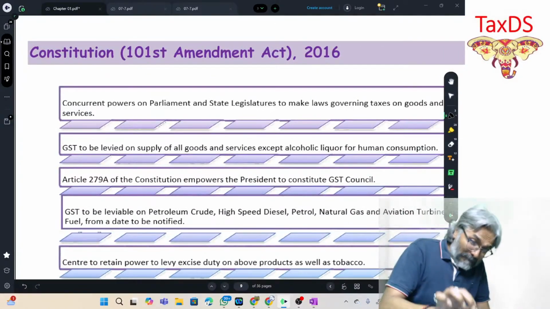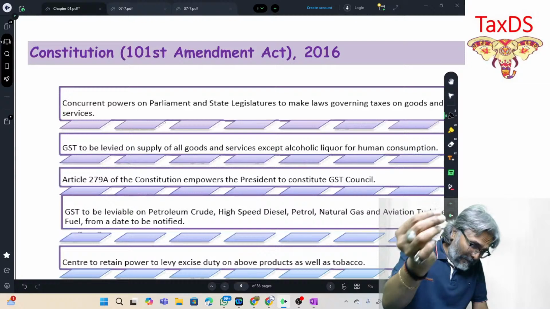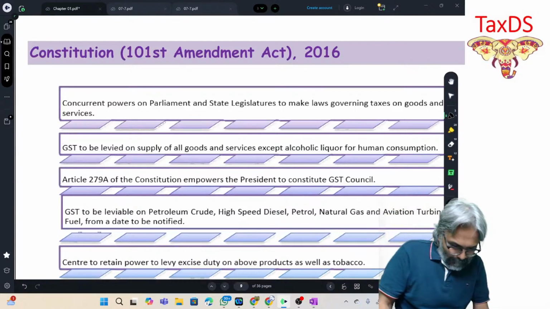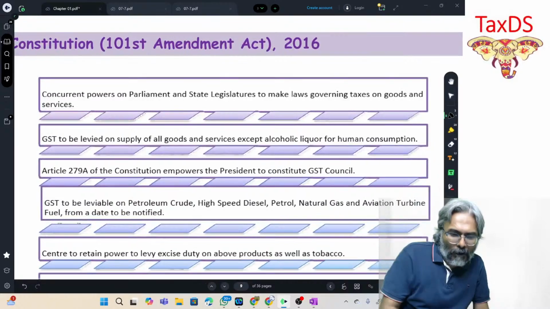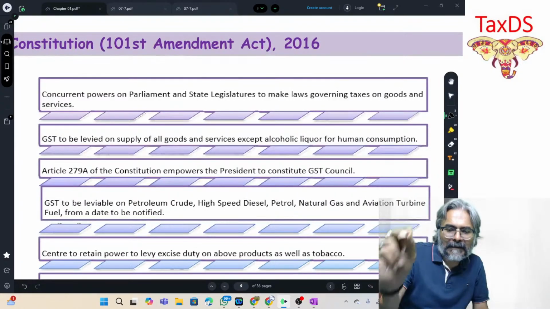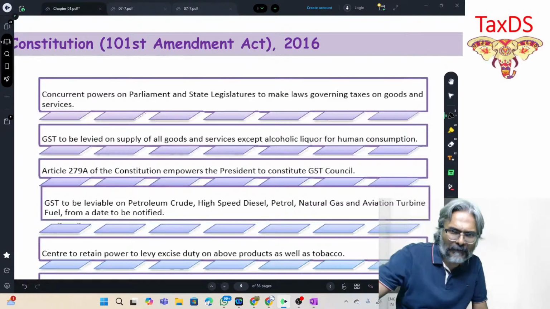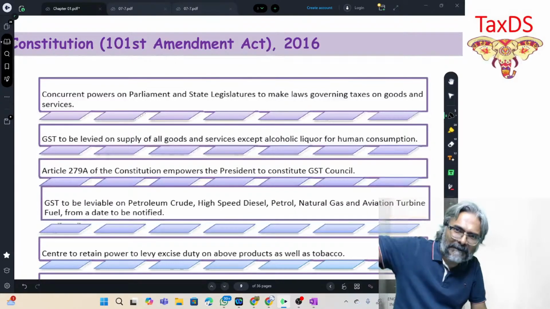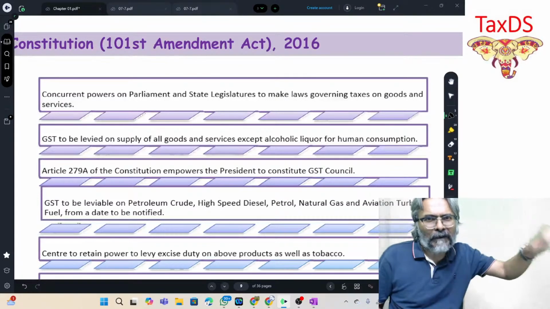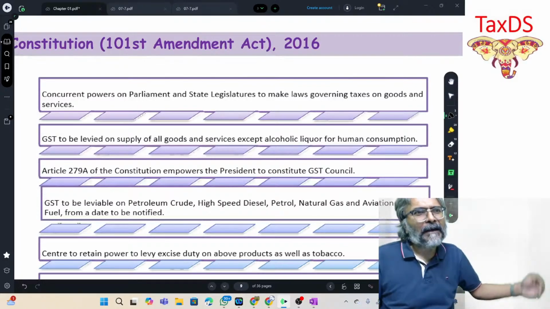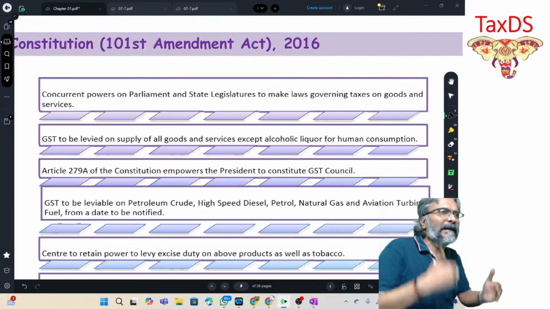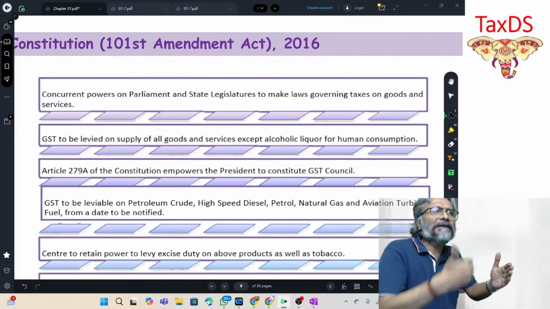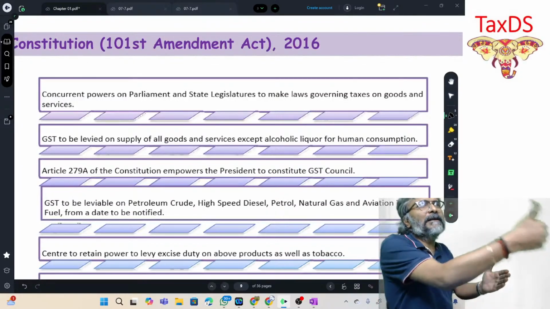Now, students, just very quickly I will run through the 101st amendment of 2016. Concurrent power on Parliament and state legislature to make the law governing taxes on goods and services, which we have already seen. That is because of Article 246A. Through Amendment 101 in the Constitution of India, they introduced Article 246A, and through Article 246A, the power has been given to both the Center as well as the state to charge the GST.